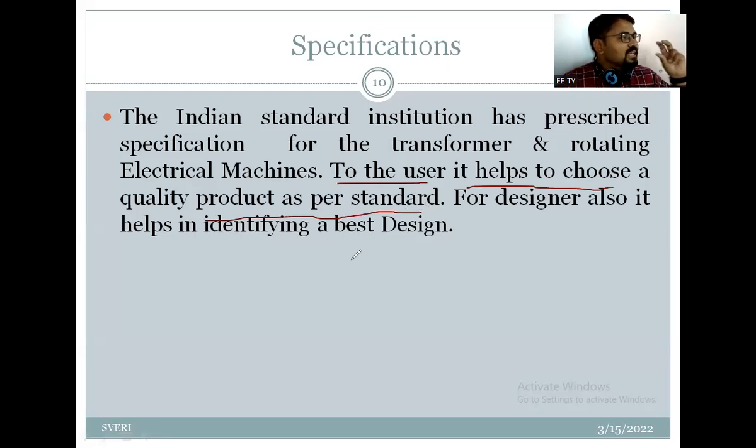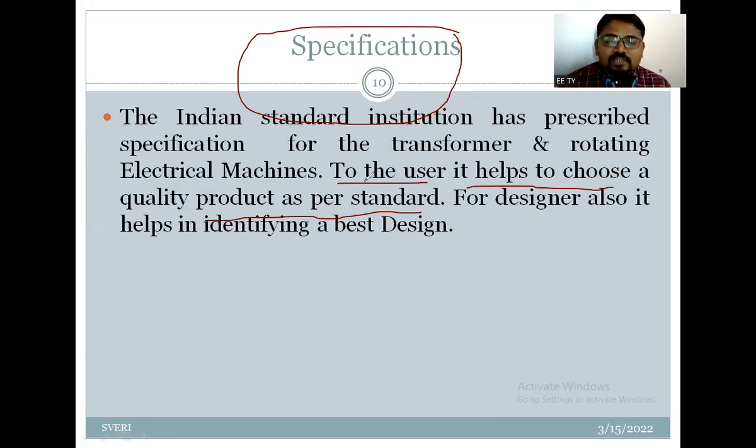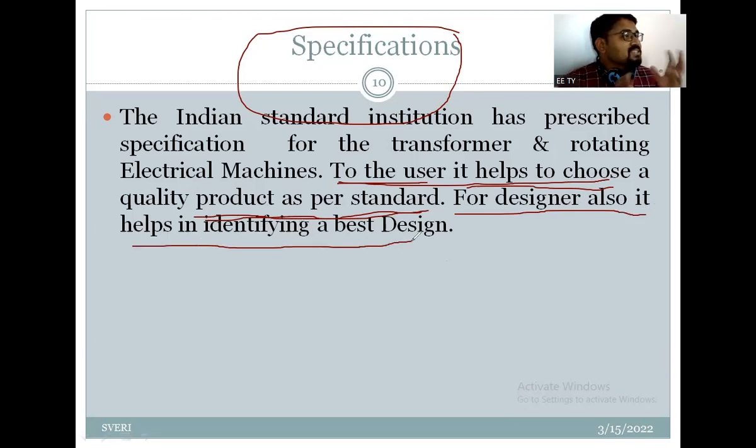Whenever we have to choose any quality product, its specification helps us to choose the quality product. Have you got it? Whenever we are going to choose the quality product, we are going to choose with the help of proper specifications. So what is it going to help us? It helps the user to choose a quality product as per the standards. And again, for a designer it also helps in identifying the best design.